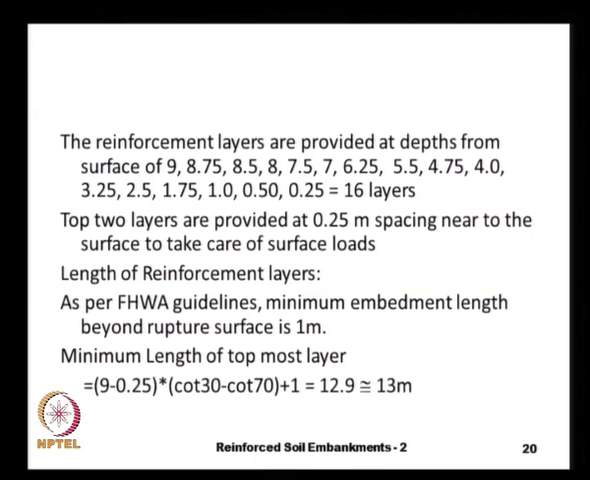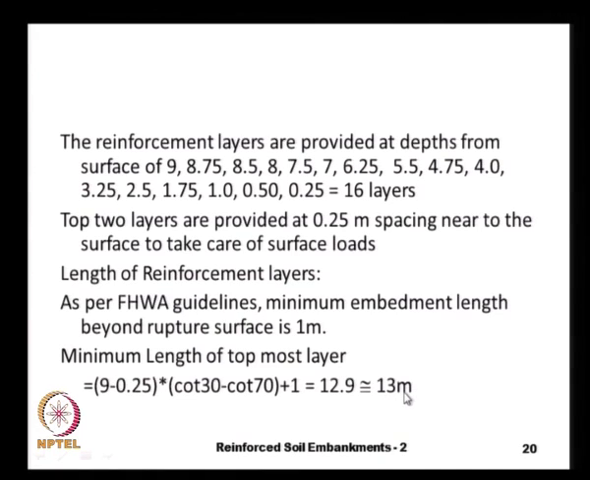the most critical, because that will have the least embedment length, assuming that all the reinforcement layers are of the same length. So, I am calculating the length of the topmost layer. 1 meter is the length of reinforcement beyond the rupture surface, and the distance from the slope up to the rupture surface is (h minus z) times (cotangent phi minus cotangent beta), that is 9 minus 0.25 times that, plus 1, that is 12.9, and we can round it off to 13 meters.